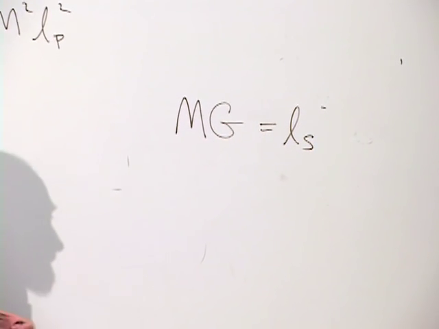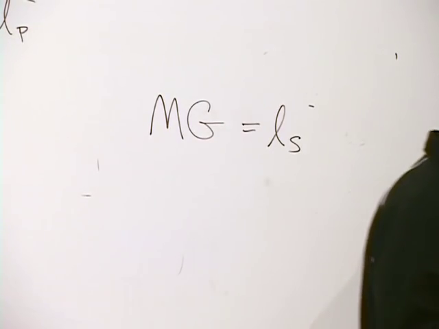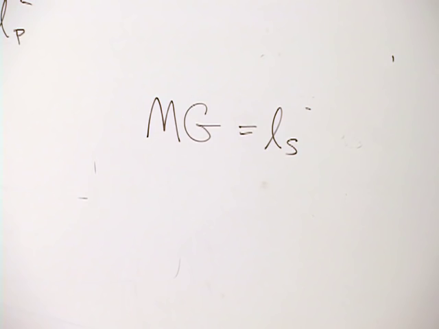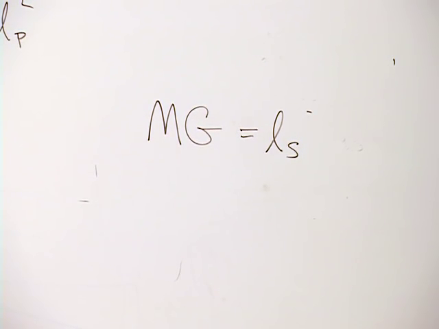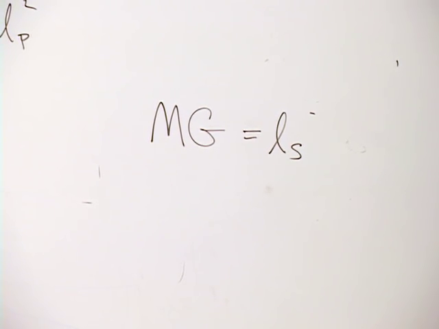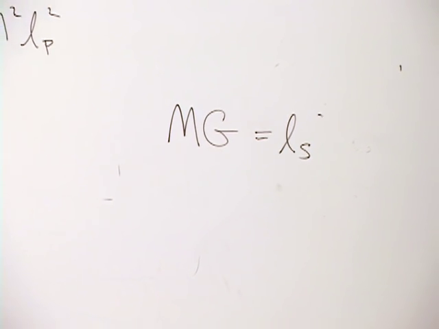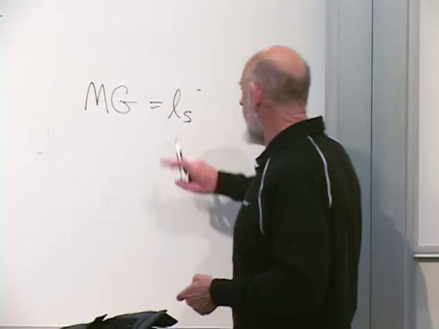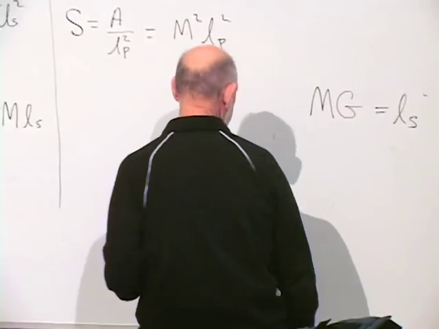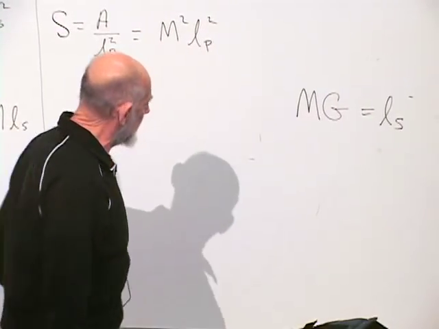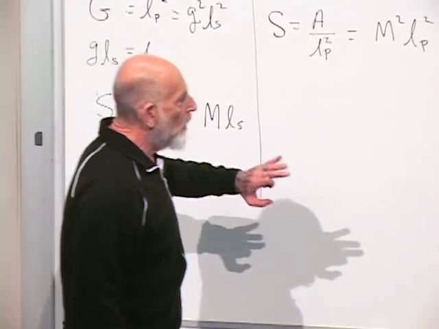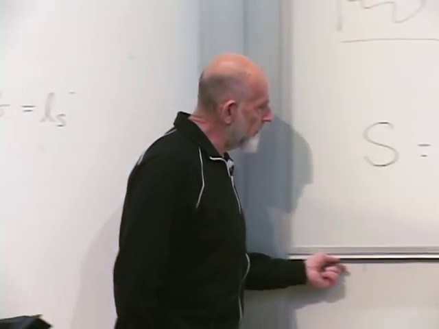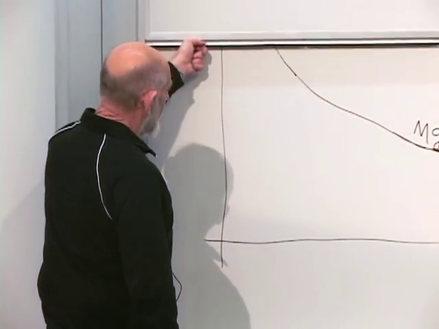At that point, a black hole whose Schwarzschild radius is smaller than the string length scale is not a proper black hole. It is turned into a string. Once that happens, we use string theory. Let's see if we can figure out where this is on this diagram, what it looks like.